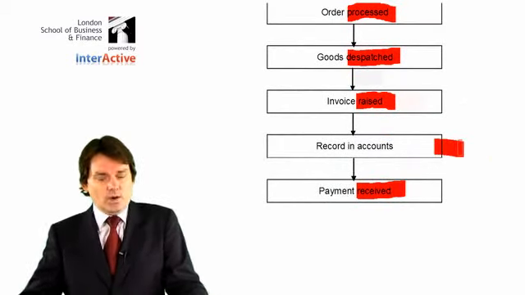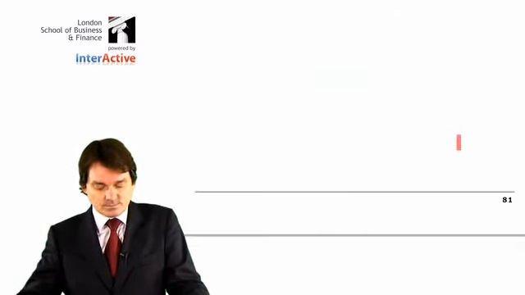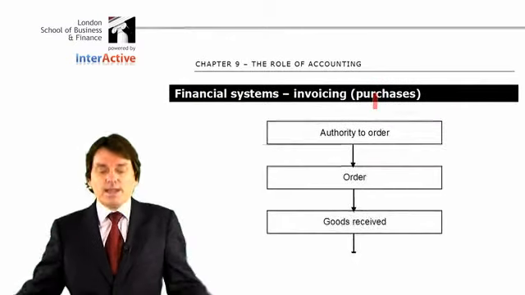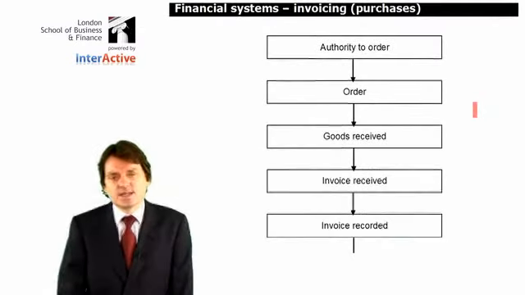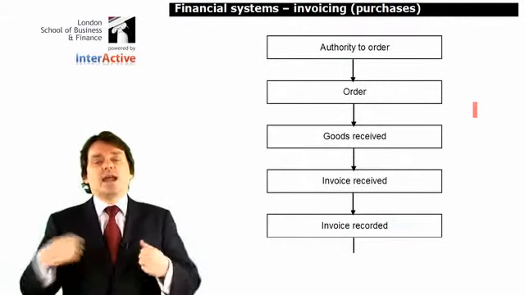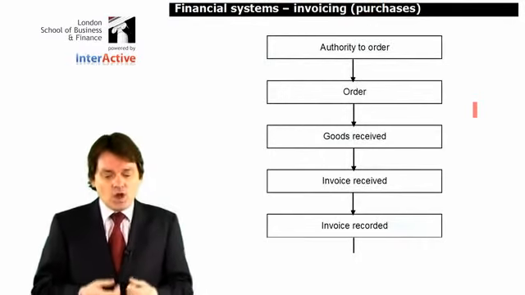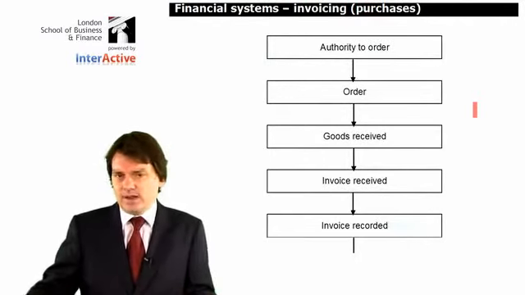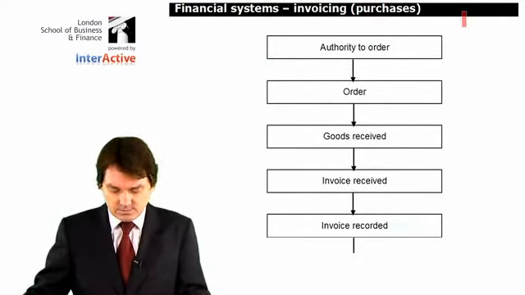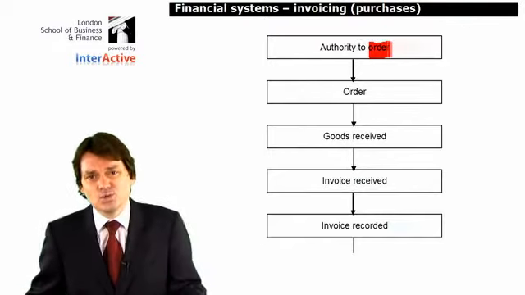But in real life, there's quite a number of stages that you go through before you even get to that stage. Similarly, in F3, you will simply say, we bought something, we purchased something for cash, or we purchased it on credit. But in real life, who is allowed to buy things in the first place? Who is allowed to order anything? Why are they allowed to order it?